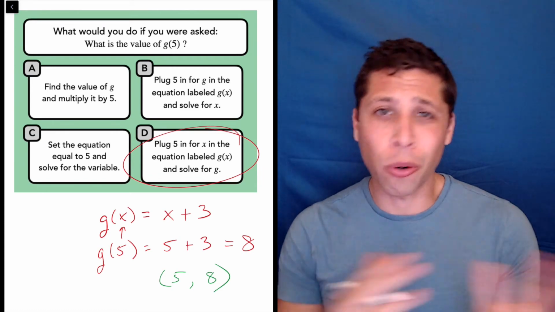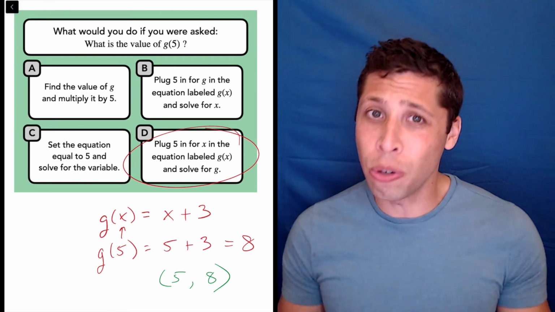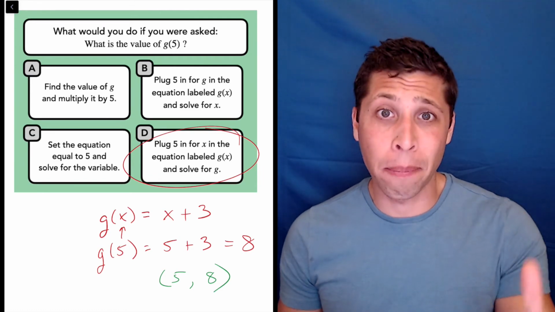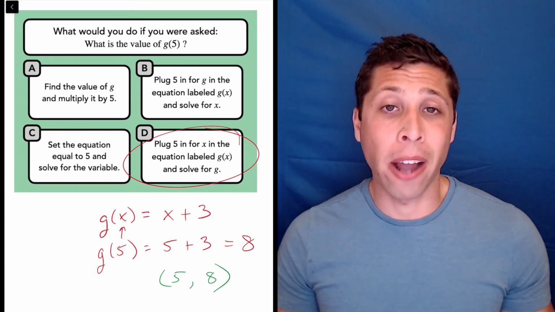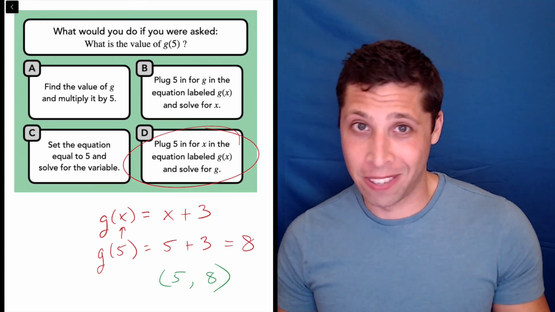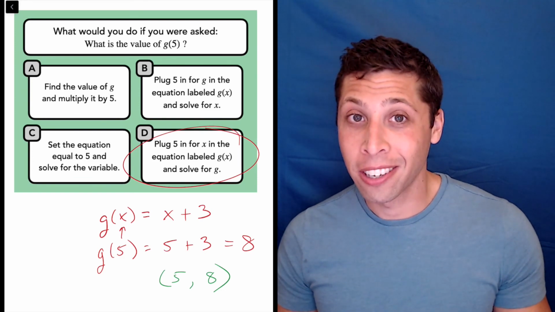You've got to be able to translate it back, because it's usually just as simple as plugging something in. Whether you're plugging in for x or plugging in for y, it's just a matter of what the notation tells you. Just in this case, we're given an x, so plug in for x.